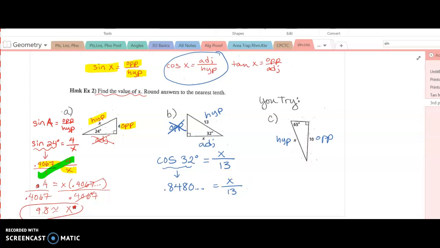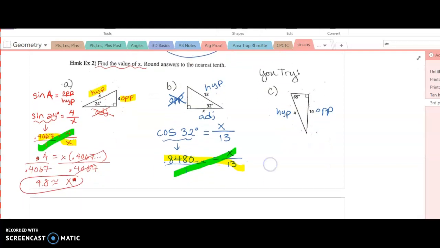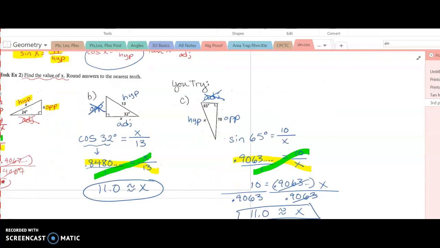So I guess I forgot to mention that there's a cosine and a sine button in our calculator. They're right next to the tangent button, by the way. So we're cross multiplying. So that 13 times that 0.848 comes out to be 11.0. Okay, you try. Okay, so I got 11.0.